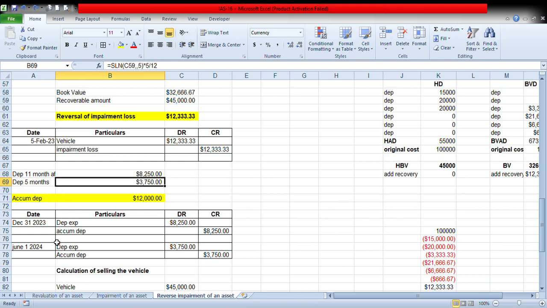This is the depreciation. So just accumulated depreciation, make the entries December 31st 2023, this, then June 1st, this. Now on June 1st, finally, we are selling our asset. What cost do we need to take: the original cost, which is 1 lakh, or the book value, which is the current recoverable amount? If you are confused, let's calculate.